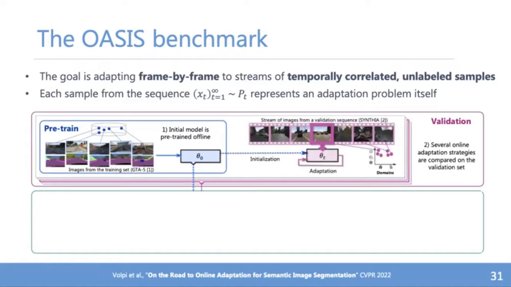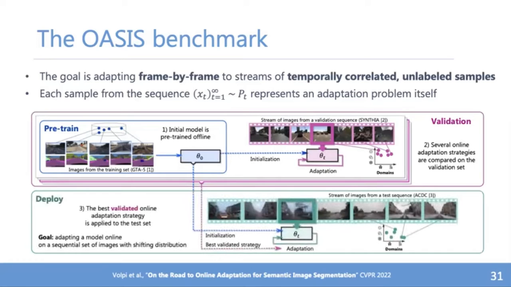Then we propose a validation phase where, through a simulator, we have different sequences of samples. I didn't say this, but we focus on autonomous driving scenarios, like semantic segmentation of urban scenes. We validate the adaptation algorithm on these different validation sequences. Then, with just the best model, so not cheating on the test set, we transfer the test-time adaptation algorithm to the final test set, which has real sequences with different real-world domain shifts.